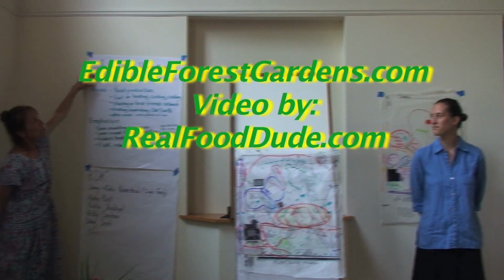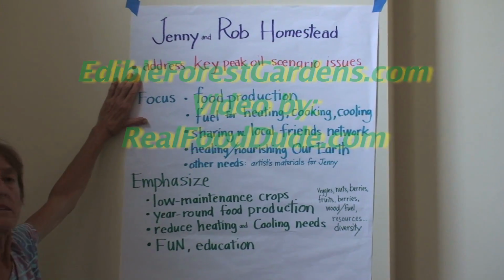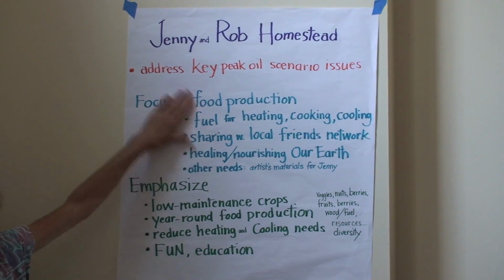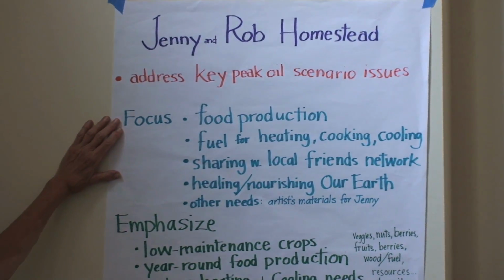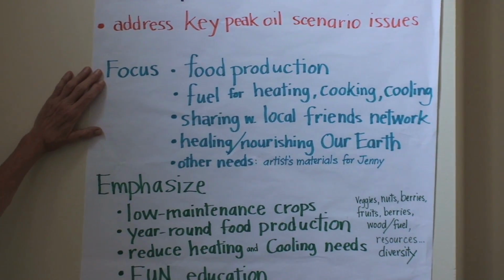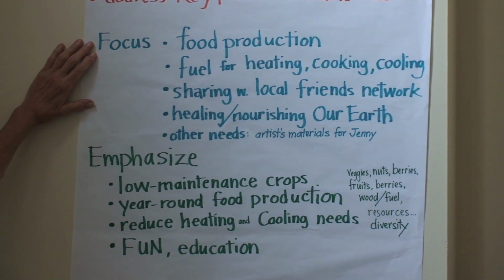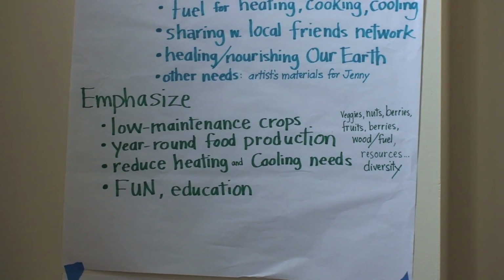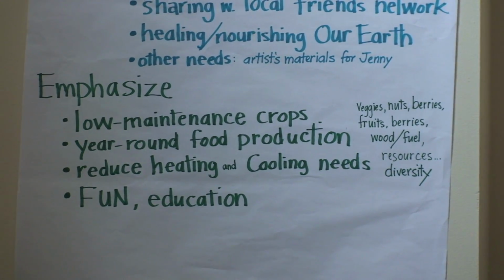Our assignment was the Jenny and Rob homestead, with particularly wanting to address the key peak oil scenario issues. So we put our goals in a sense of bullet points. The focus was on food production, fuel for heating, cooking, cooling, sharing with local friends network, healing, nourishing our earth, other needs that may not be described here. One example, artists' materials for Jenny, or whatever other needs may come up.